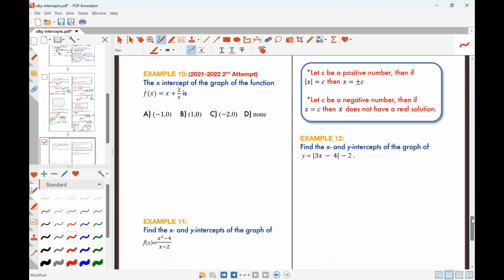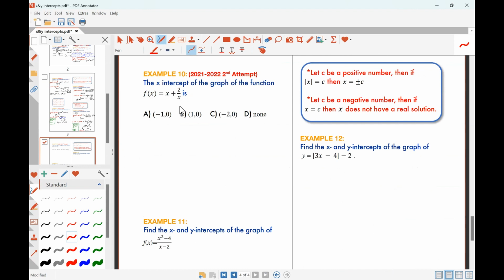Let's continue with a ministry question. 2022 second attempt ministry question. Find x-intercept. It's only asking about the x-intercept. So for multiple choice questions, we don't have to solve it. You can either solve or you try options.